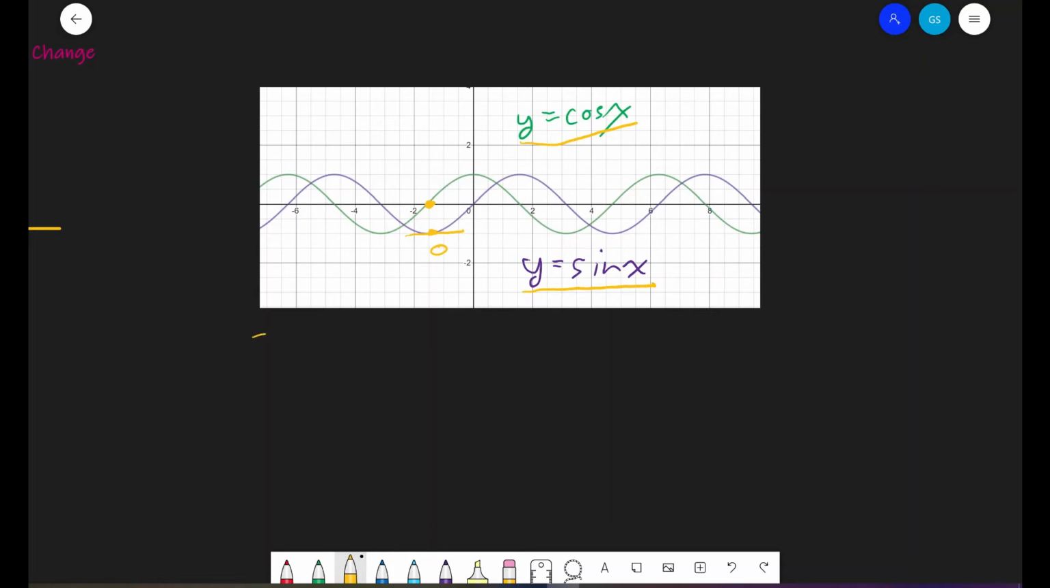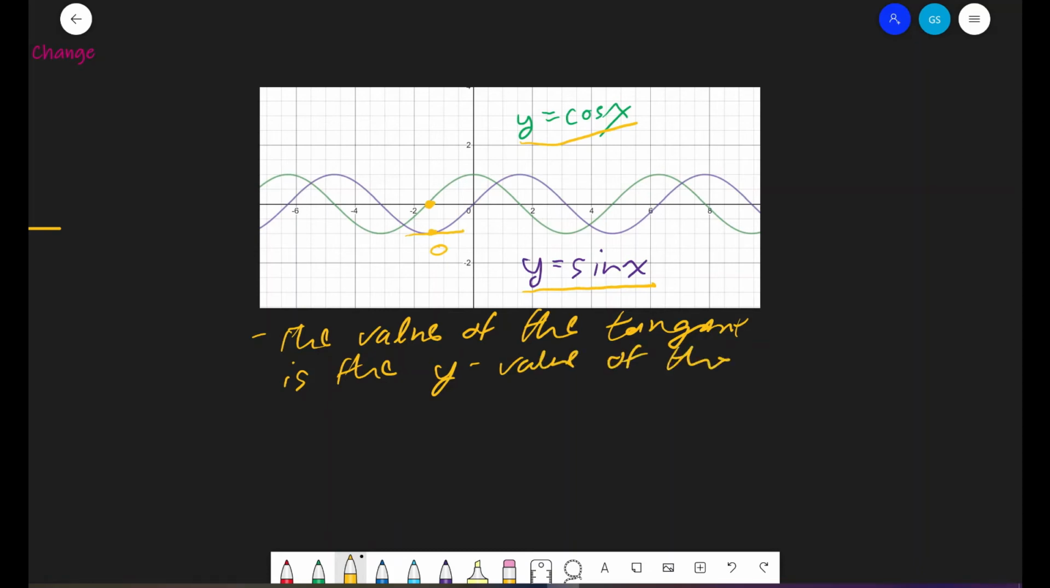So if I write this down, the value of the tangent is the y value of the derivative function. So think about it here, right? Again, I'm repeating what I'm saying.